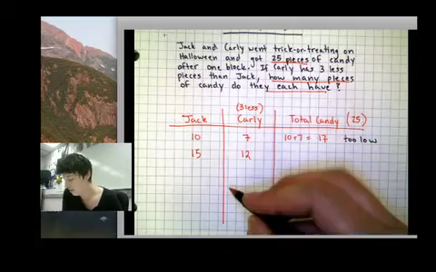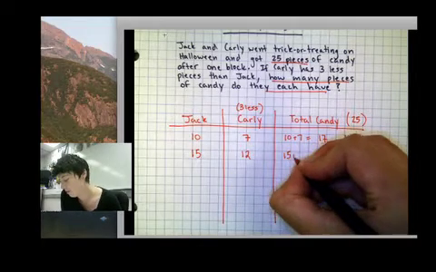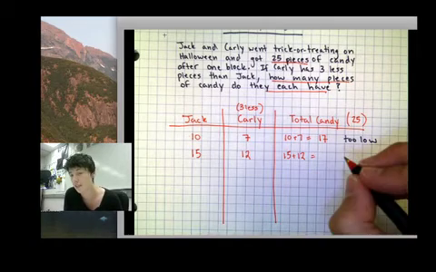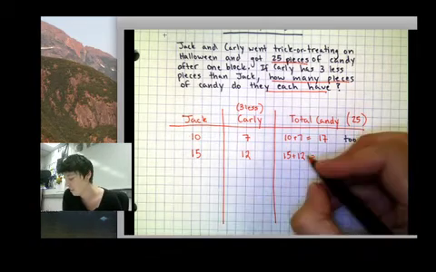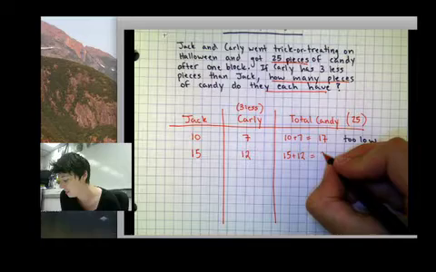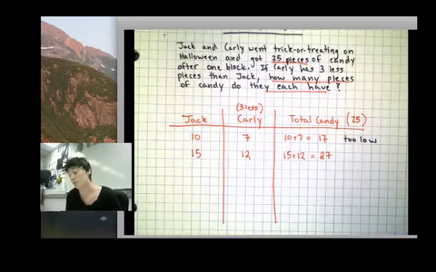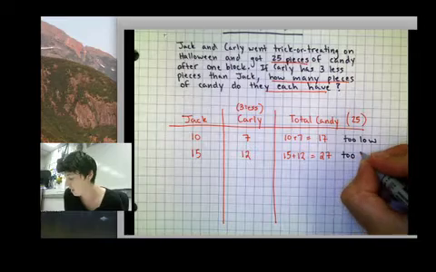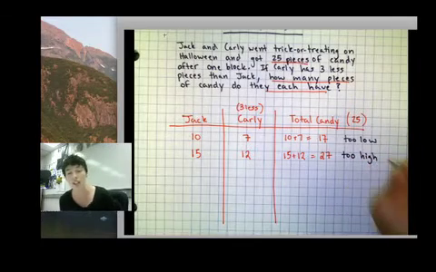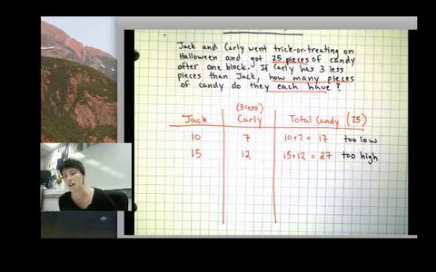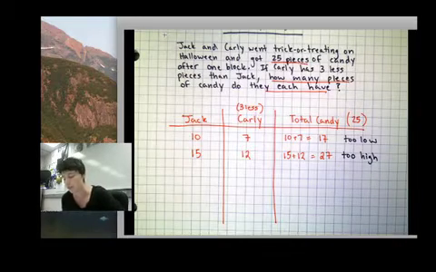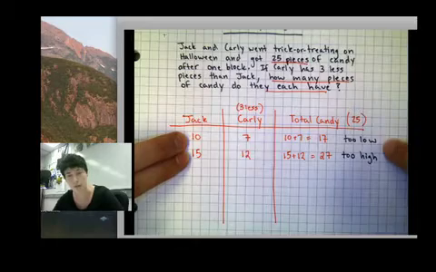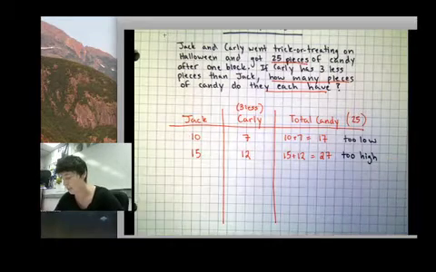Add that up together. 15 plus 12. If you add that together, 5 and 2 makes 7. 10 and 10 makes 20, so we have 27, which is now too big, too high. So you can write too high. So we're getting closer. We're actually narrowing it down. We know that it's somewhere in between 10 and 15 because this one was too low and this one was too high. So I'm zoning in on the right answer here.